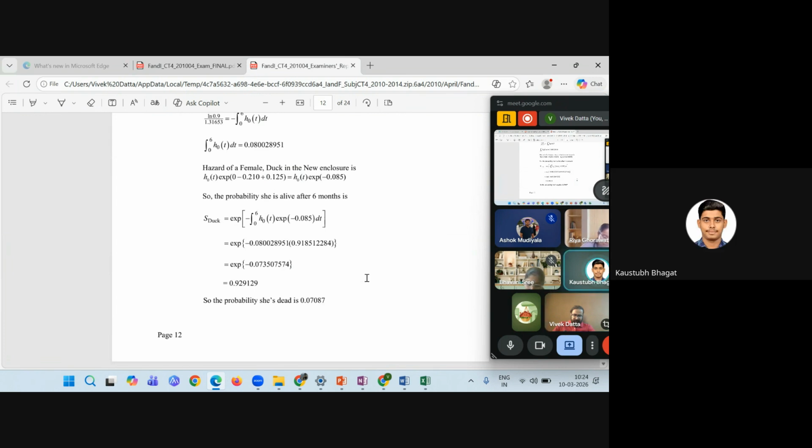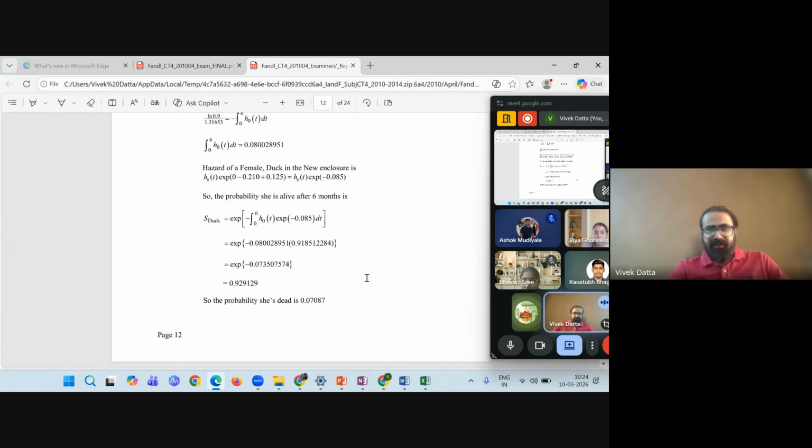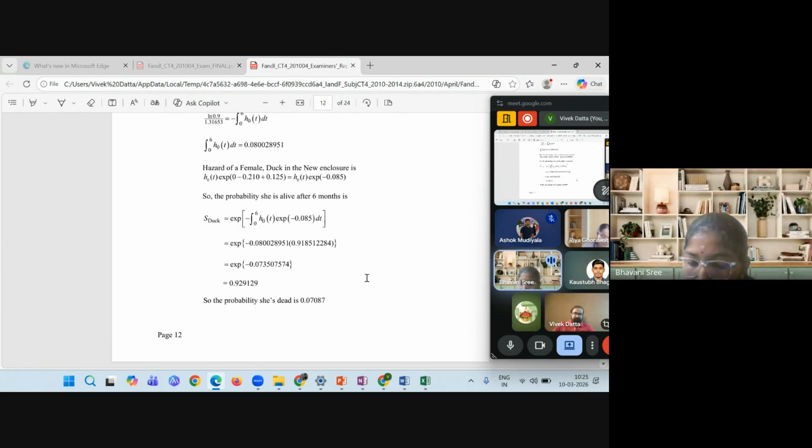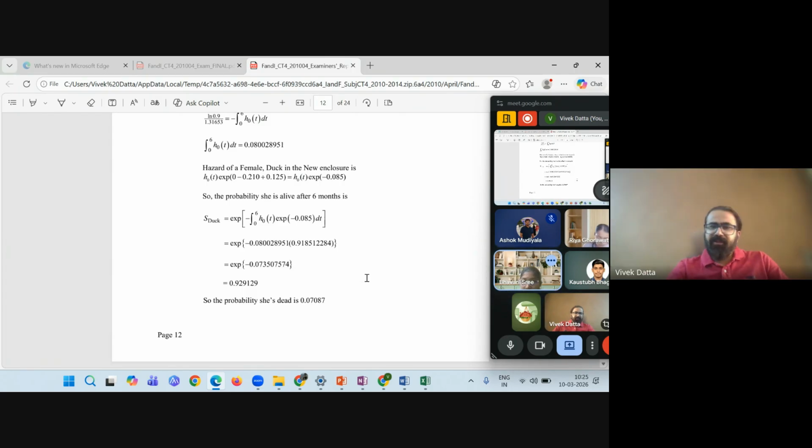0.918. Yes, so 0.9185, correct. And then you multiply this with minus 0.08002895. What will you get? Minus 0.07350. And then exponential of this is equal to 0.929. But now what have you found? You have found TPX. You were asked TQX. So you lose out on 1 mark if you don't do 1 minus of this.